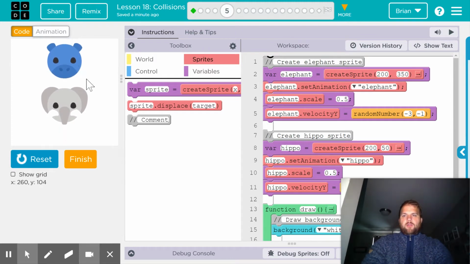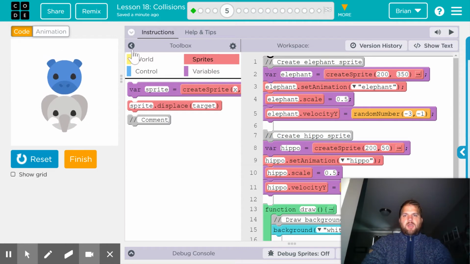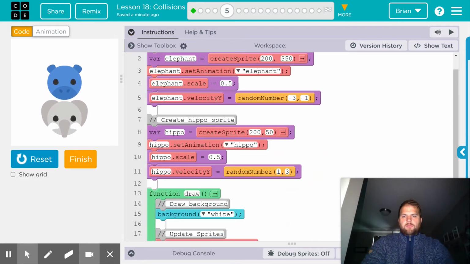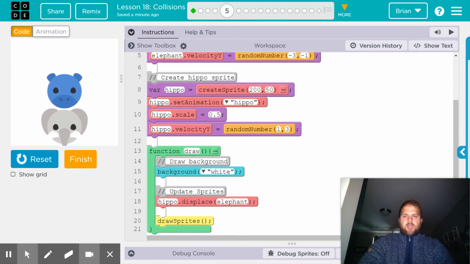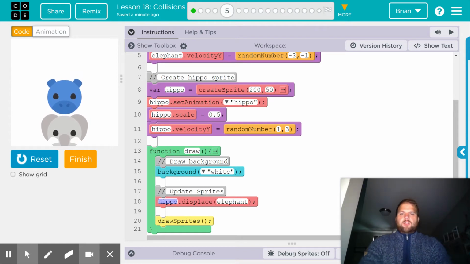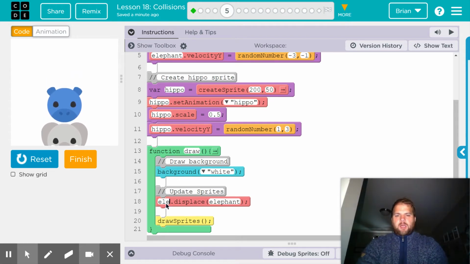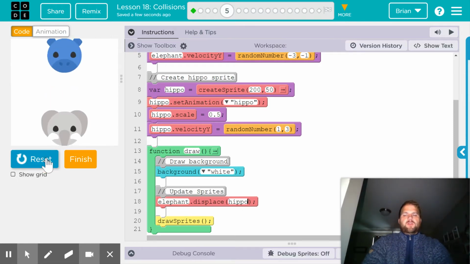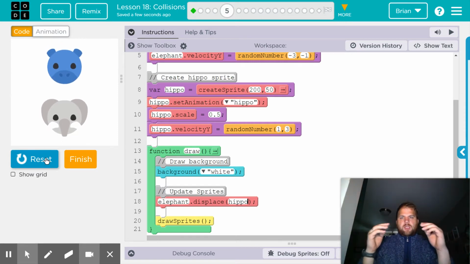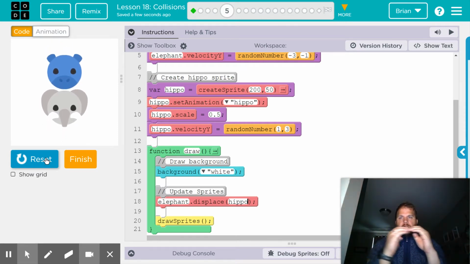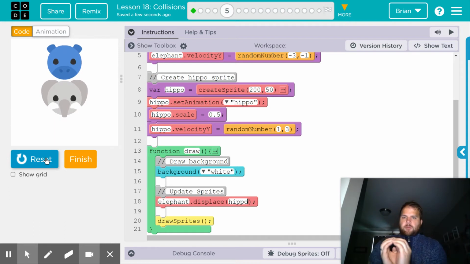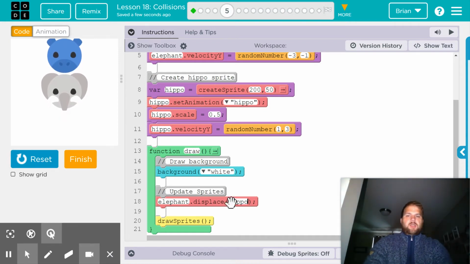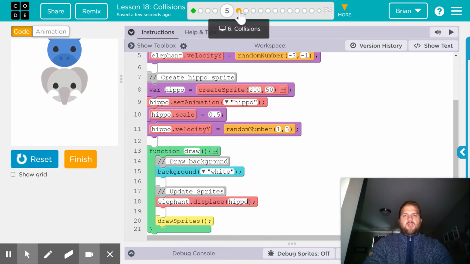okay, we've got the two moving together, and the hippo now is pushing the elephant. And if we go look at what the code is doing, we see it. The hippo displaced the elephant. Now, just to try to see what would happen, I'm going to make elephant displace hippo. And I'll reset it, run it, and see what is different this time. And these two are still moving close together, but instead of the hippo pushing the elephant, the elephant pushes the hippo. So the first one will displace or move the second one.